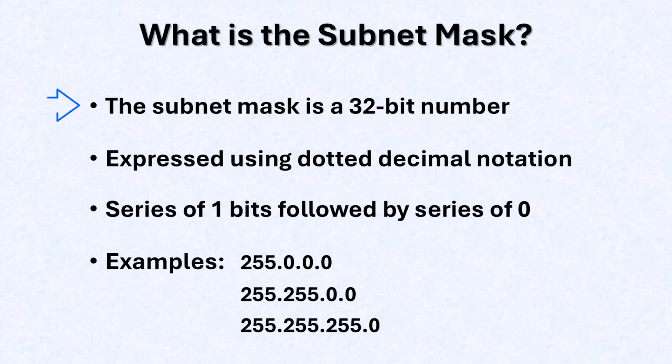The subnet mask is a 32-bit number. It is represented using dotted decimal notation, so it looks like an IPv4 address. But it isn't, because it cannot be assigned to a device. At the bit level, it is always a series of ones followed by a series of zeros. Here are some examples.